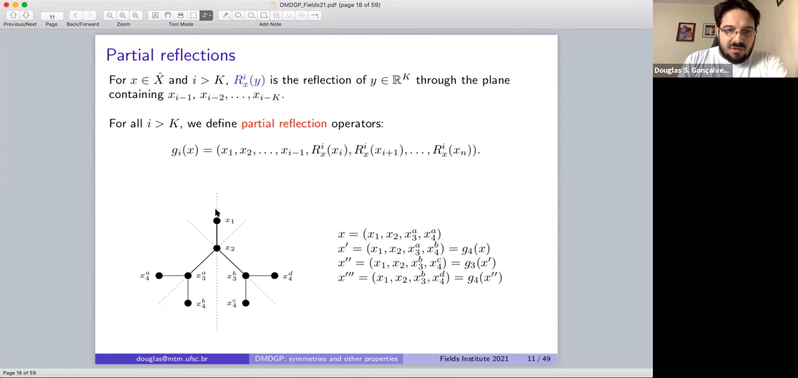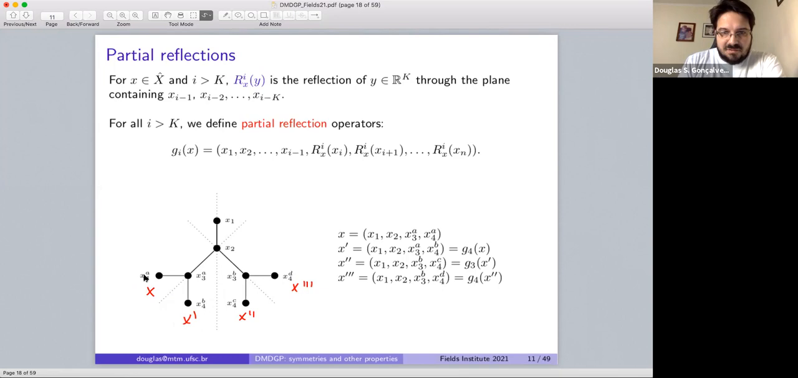So we have here the first realization x1, x2, x3A, x4A. Then a second realization would be obtained by reflecting x4A by this hyperplane passing through these two vertices. And then we would obtain x4B. This I call the realization X prime. Here is X, here X prime, here X2 prime, and here X3 prime. And we see that all possible realizations are in fact obtained by compositions of partial reflections applied to the first realization at the left.